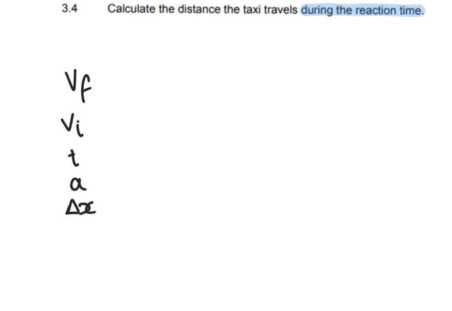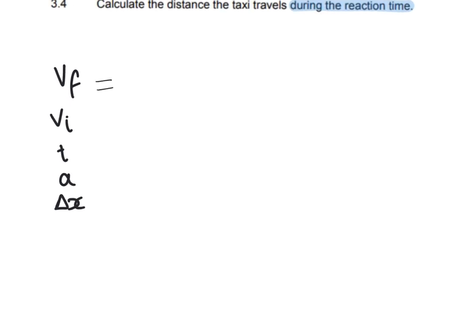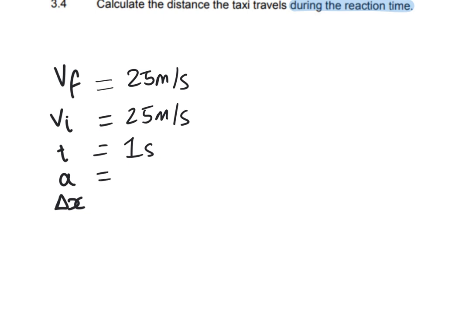We have set up our VTAX. And I'm going to ask the audience, what is the value of my final velocity? 25 meters per second. My initial velocity? 25 meters per second. What is the time of my reaction time? 1 second. What is my acceleration? That you don't know. There is no info given about acceleration. And what is my displacement? Target. So you're going to put the question mark there.